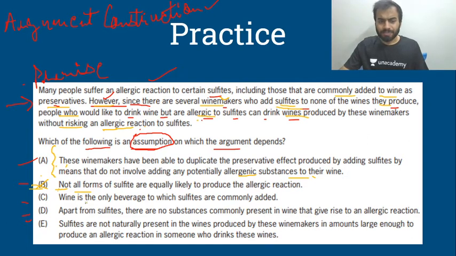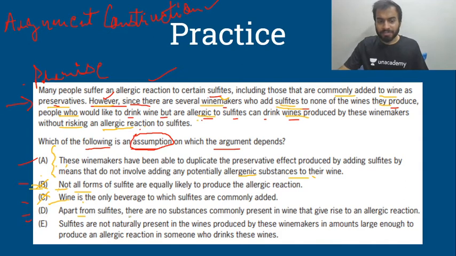C. Wine is the only beverage to which sulfites are commonly added. Negate this. Wine is not the only beverage to which sulfites are commonly added. So, again, if we are talking about wine here, we are not concerned with other beverages at all. So, even negating this did not impact our conclusion one bit.